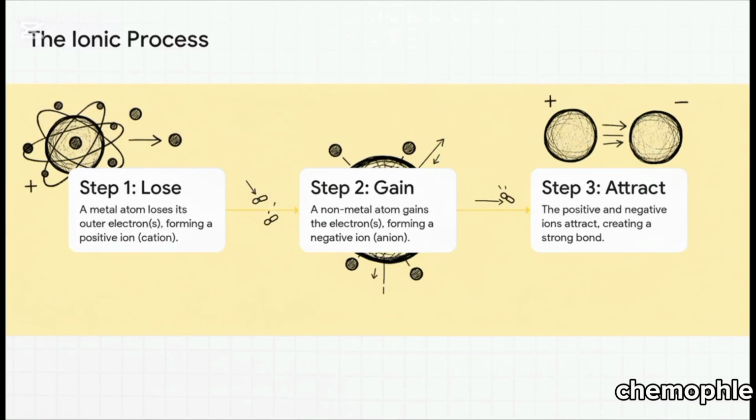So how does this actually happen? It's a neat little three-step dance. First, the metal atom loses an electron, which makes it a positive ion. We call that a cation. Step 2, the non-metal atom grabs that electron, becoming a negative ion or an anion. And finally, step 3, opposites attract. The positive and negative ions are pulled together, and boom, you've got a bond.